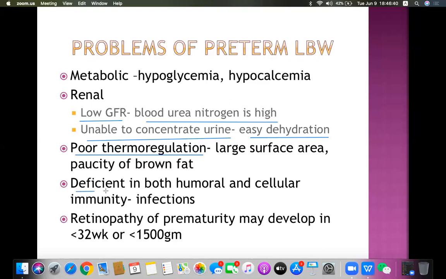Another problem is that they are deficient in both humoral and cellular immunity. So infection is quite common in them. And inside the eye, retinopathy of prematurity can also occur, especially if they are born before 32 weeks or if they are less than 1500 grams. This retinopathy of prematurity mainly occurs if we give a very high concentration of oxygen to those babies, even if they don't need it. Oxygen causes a lot of damage in the retina. That's why, if it is not necessary, don't give oxygen.